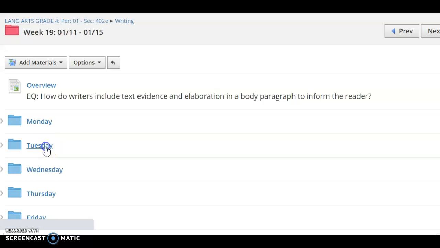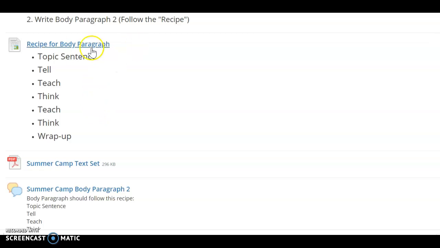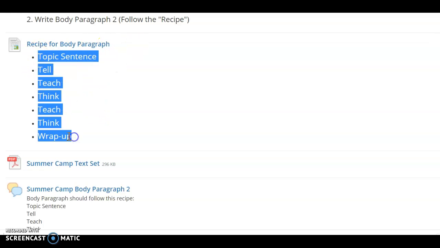When we take a look at Tuesday, we can see that it's going to follow a very similar structure. So meeting at 9 o'clock, we're going to take a look at some student work, students who completed that first body paragraph, and talk about what they did that was really great, and maybe some suggestions for things that we could change or edit and revise and maybe make our second body paragraph even better. So again, today, following that recipe of the topic sentence all the way through the wrap-up sentence.